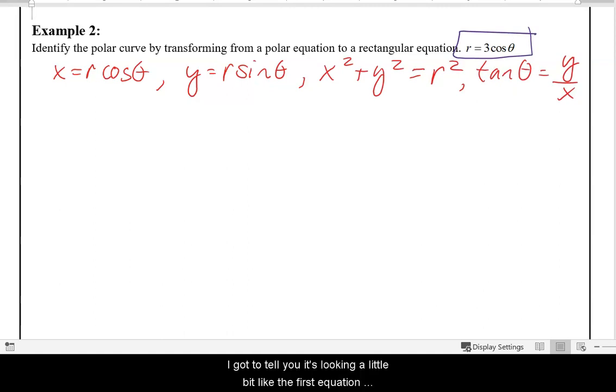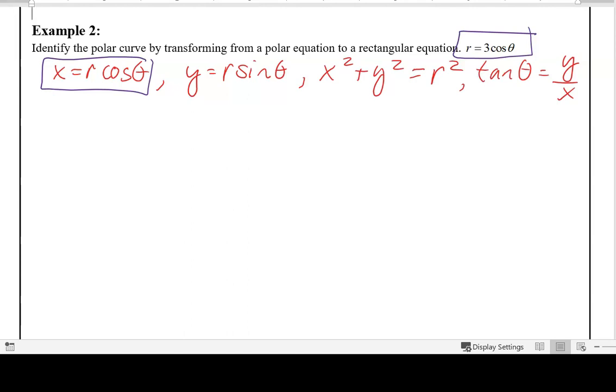I've got to tell you, it's looking a little bit like the first equation that I see here because of the cosine of theta. In order to get it in the right form, since this is r equals 3 cosine theta, I could solve for cosine theta out of each one and set the two parts equal. Let's see what that would lead to.